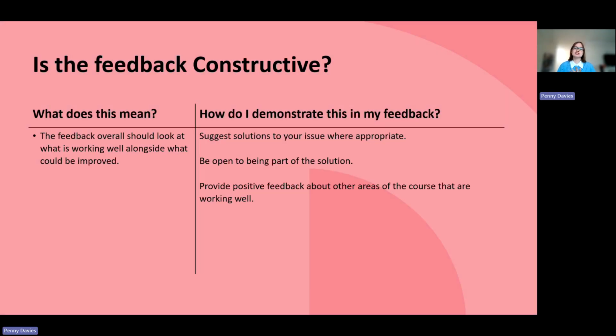So, is the feedback constructive? Essentially, this means that your feedback should clearly show what any issues are, how staff can help, and also look at what's going well alongside what could be improved. So if students raise feedback, or if you submit feedback as a rep, that says, this module on art history is badly organised, full stop, that's not constructive feedback, because lecturers don't know how to use that information to improve their course.